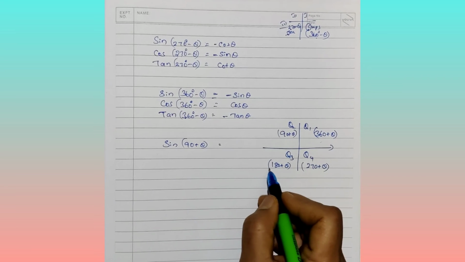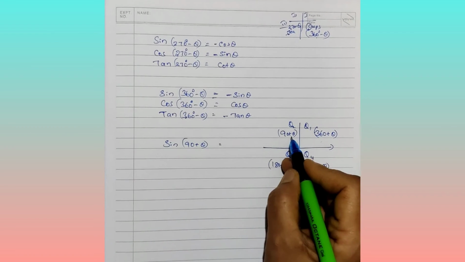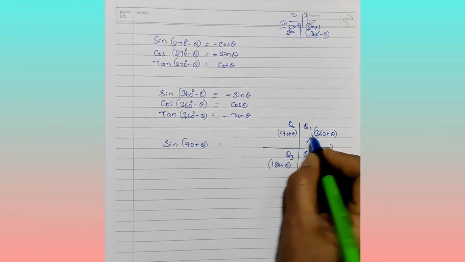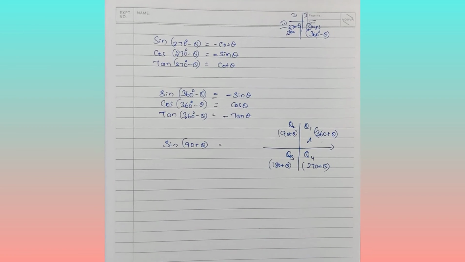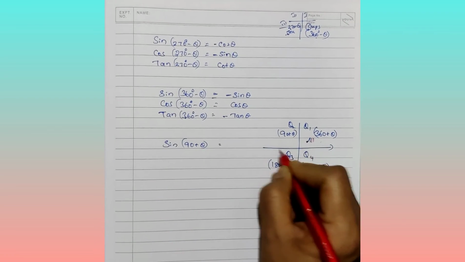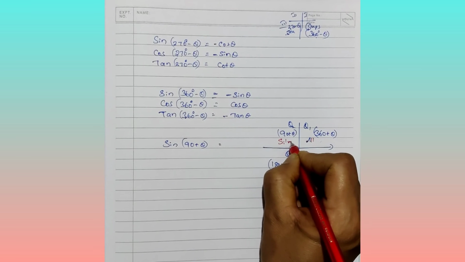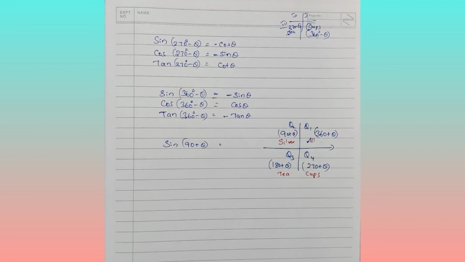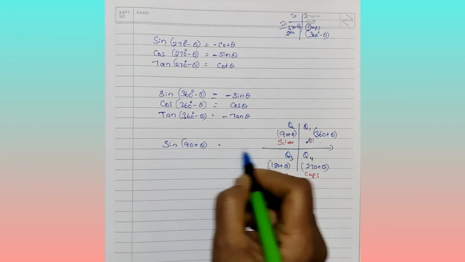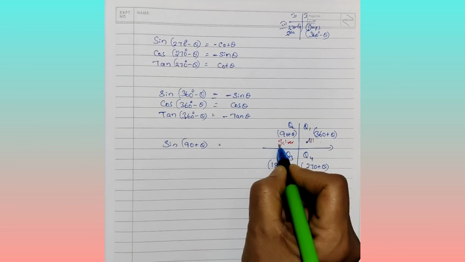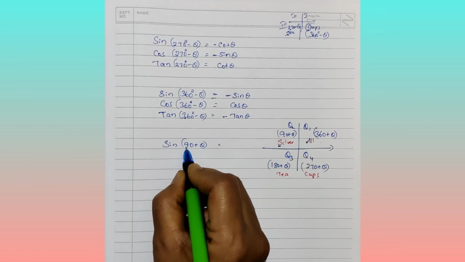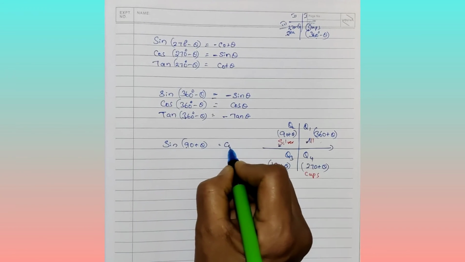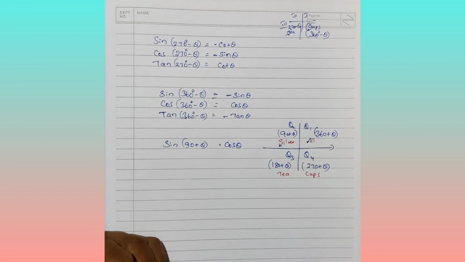Now here 90 plus theta lies in quadrant 2. What did I say? All silver tea cups, right? Here again we will revise, all silver tea cups. So once again I will write the statement. According to the statement, only sin is positive here, which lies in quadrant 2. So sin 90 plus theta: 9 is odd, the opposite ratio is cos theta, which is positive.